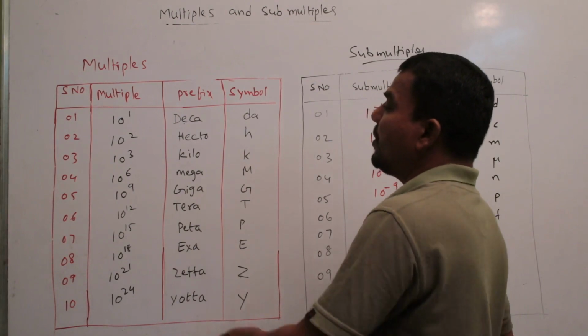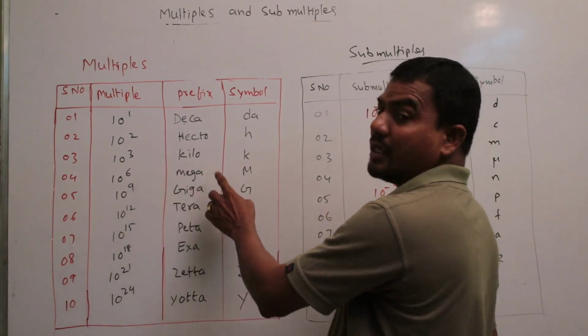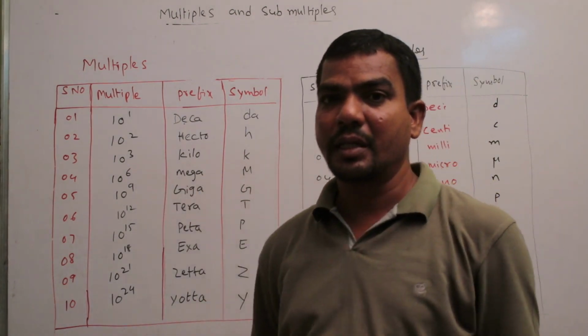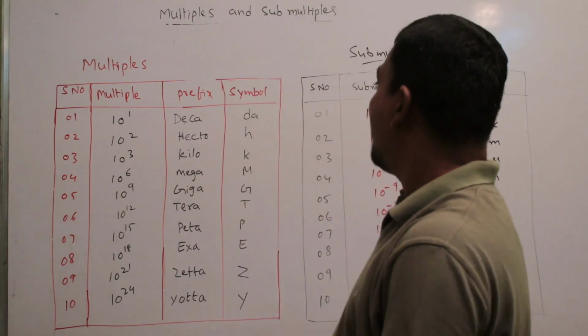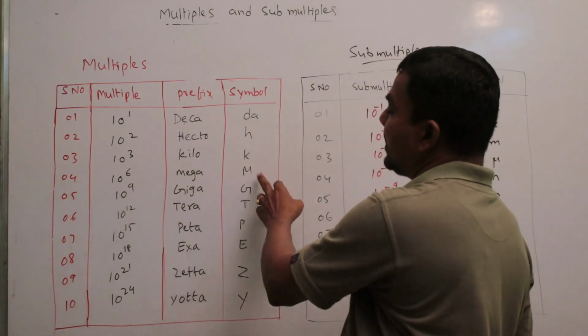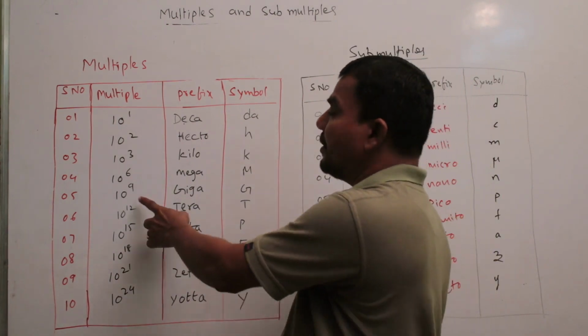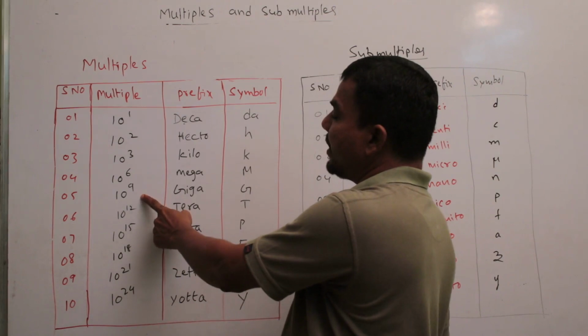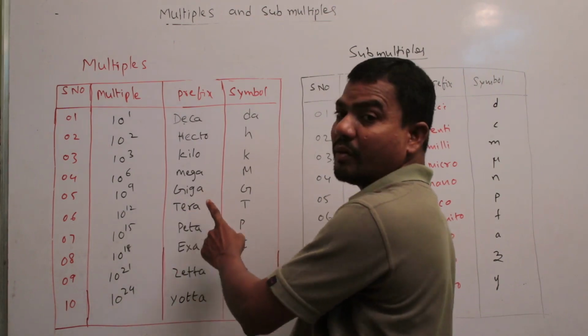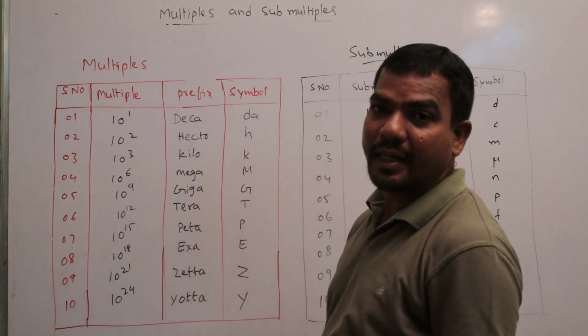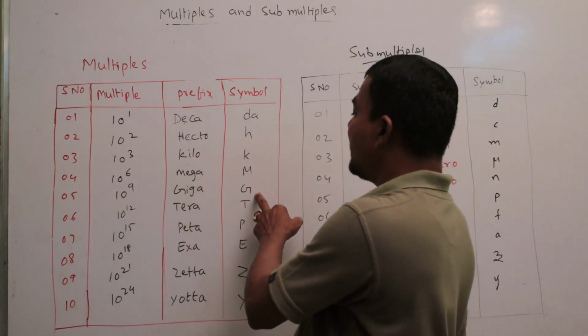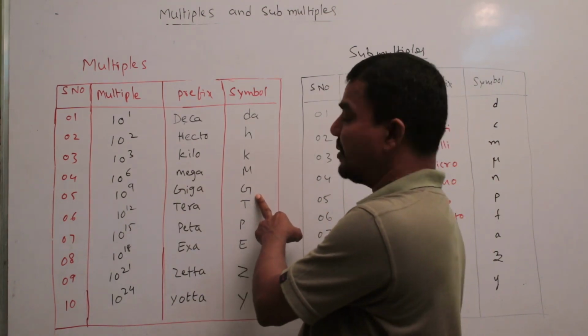10 power plus 6 is mega. The symbol of the prefix mega is capital M. 10 power 9 is called with prefix giga, and the giga symbol is capital G.